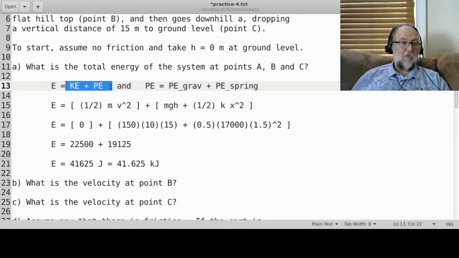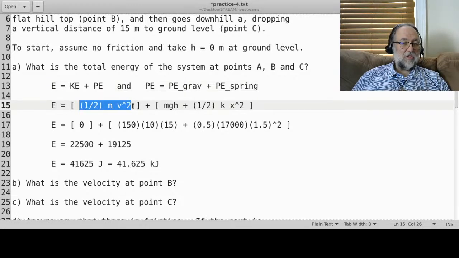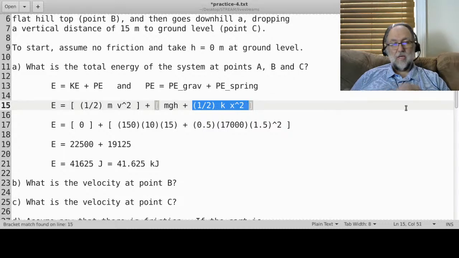If we put the actual formulas in for those pieces, here's the kinetic energy, here's the potential energy due to gravity, and there is the potential energy due to the spring. And now it's just a matter of plugging in the numbers.